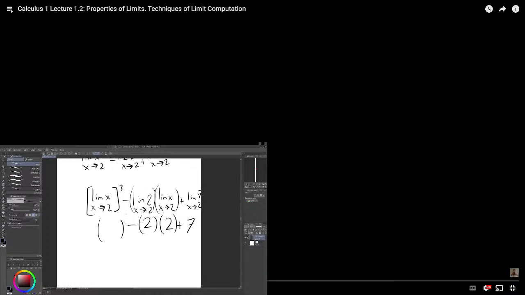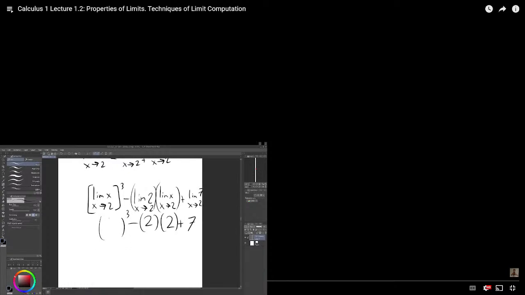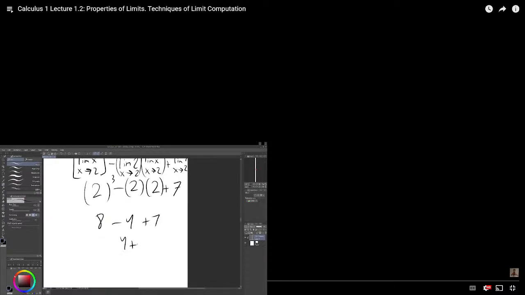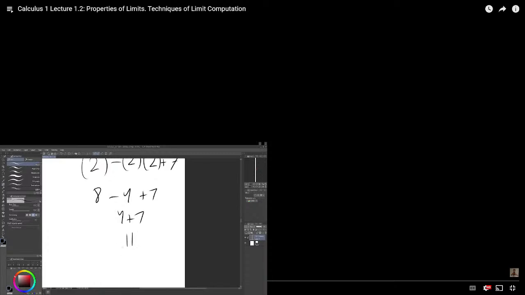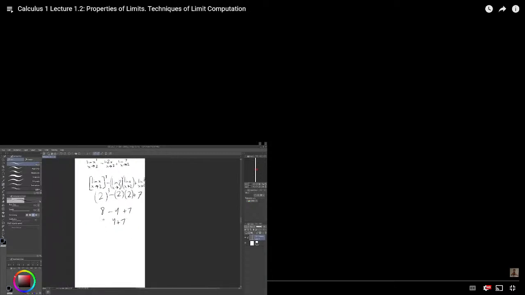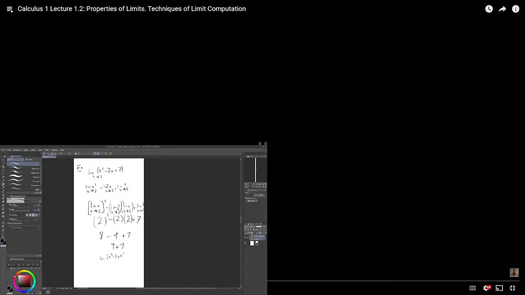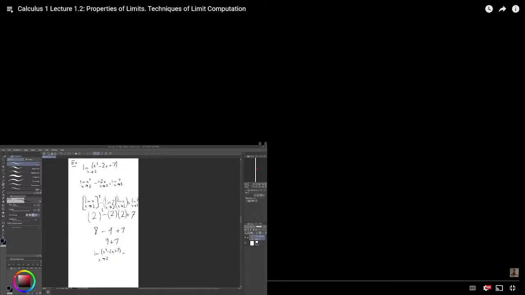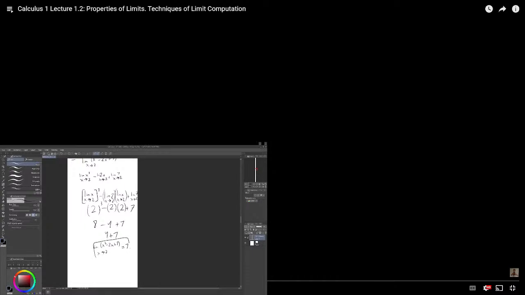And this is 2 cubed, so 8, minus 4, plus 7, 11. Oh wait, limit? Oh wait, no, we just say, or can we write this out as the limit of x cubed minus 2x plus 7 as x approaches 2 equals 7. I think that's the answer.